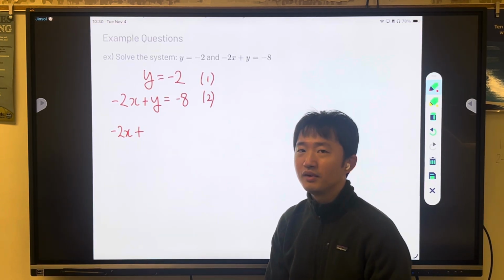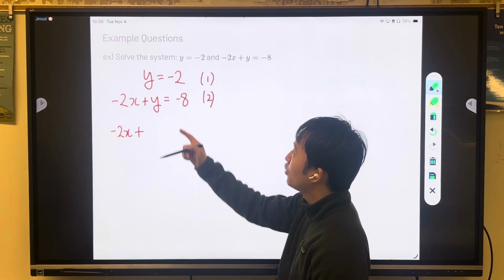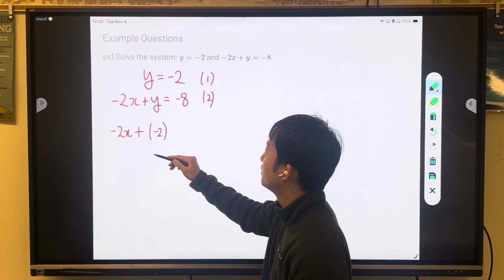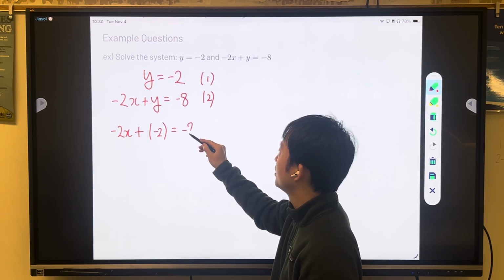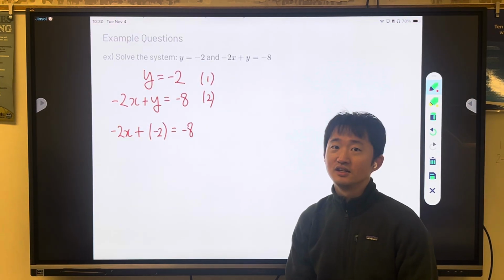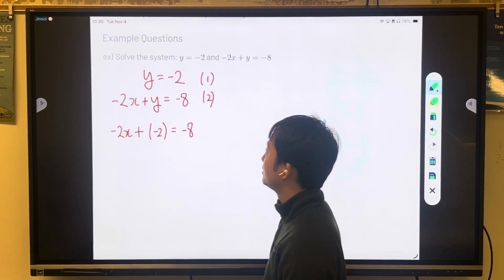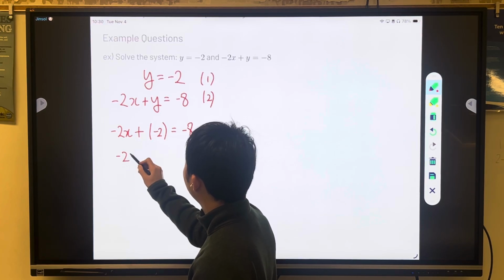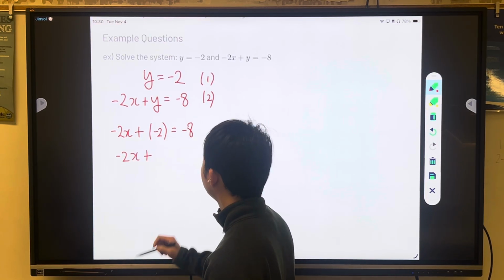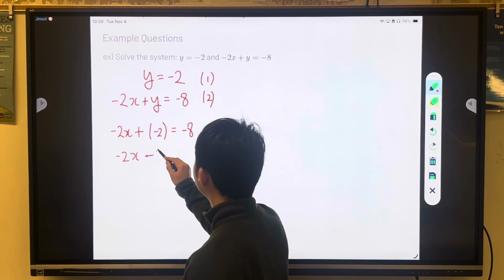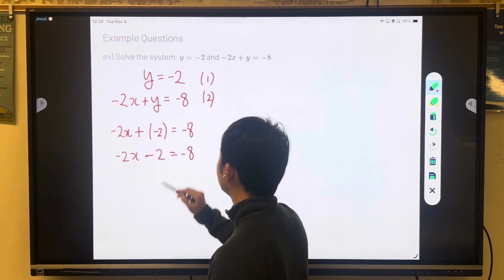-2x stays the same, but instead of writing y, I'm going to replace y with -2. Just be careful. The first time you do the substitution, make sure you put the bracket just to protect it, especially when you're dealing with negative numbers. Anyways, if I proceed, -2x plus (-2), it's going to be -2x minus 2 equals -8.